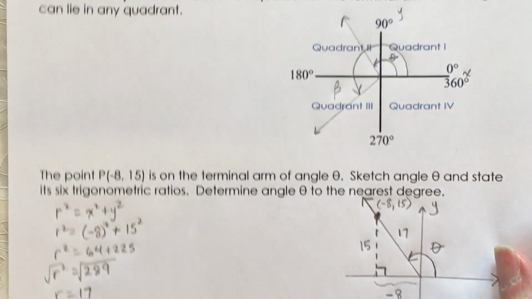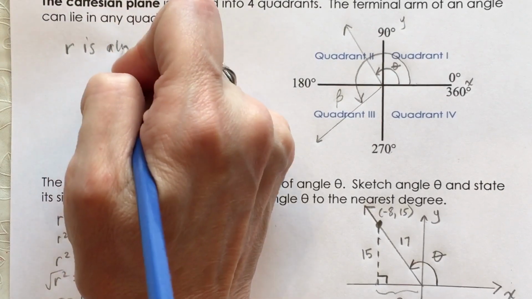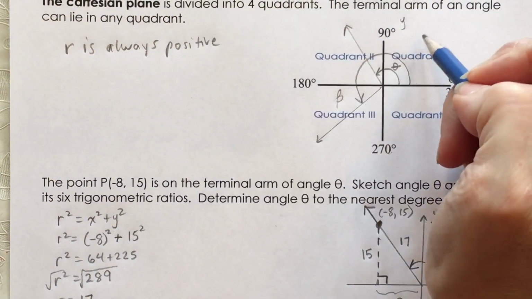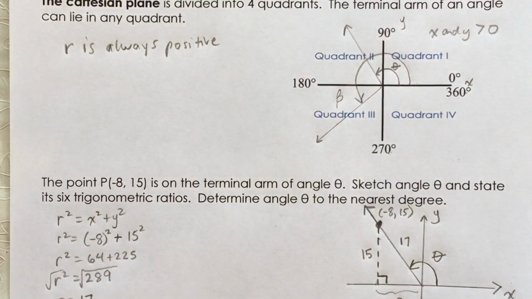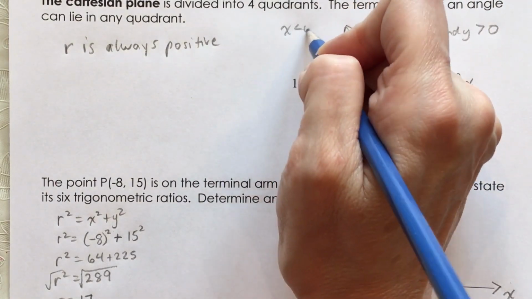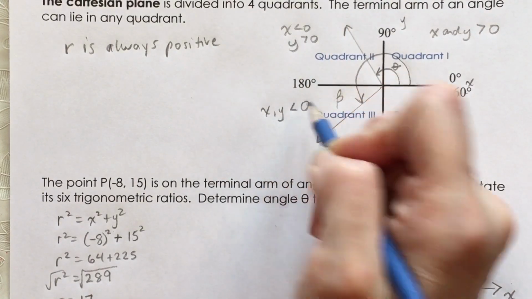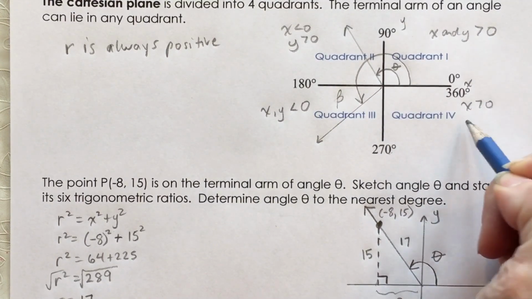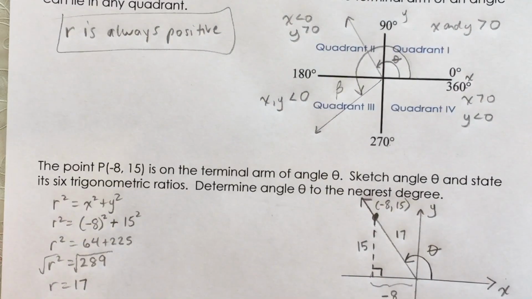Maybe we can come back up here and write that down: r is always positive. And we can see from the 4 quadrants that in this one, x and y are positive, or greater than 0. Here, x is negative, y is positive. Here, x and y are both negative, less than 0. Here, x is positive, y is negative. But r is always positive. It doesn't matter which quadrant we're in, r is always going to be greater than 0.